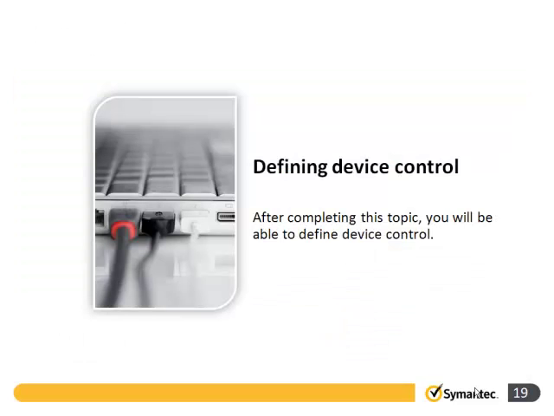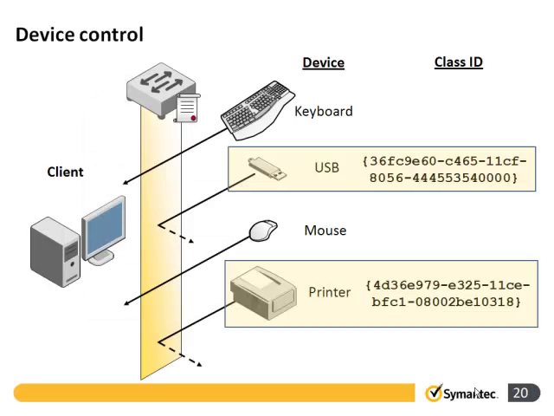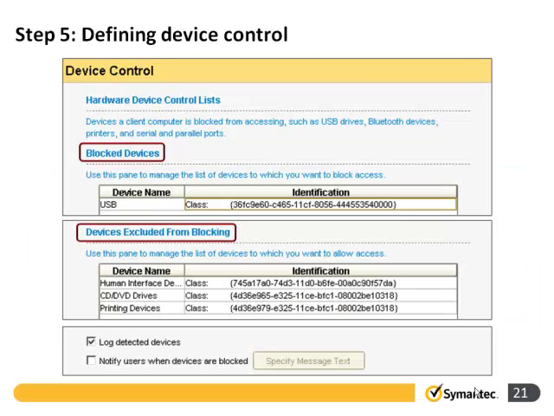So, defining device control now. With the device control policy, we can control which devices can be accessed from the client. It may be that this particular client is working in a very sensitive area and we wish to prevent any data from being removed from it. So we want to block removable devices, like printers or USB or DVD drives. And we classify them by the class ID. So defining the device control here, we can set up which devices to block and which devices to exclude from blocking. You can log the detected devices as well and specify a notification for the user when devices are blocked.